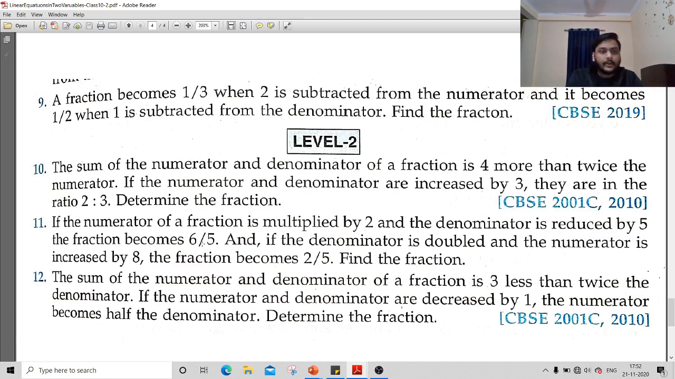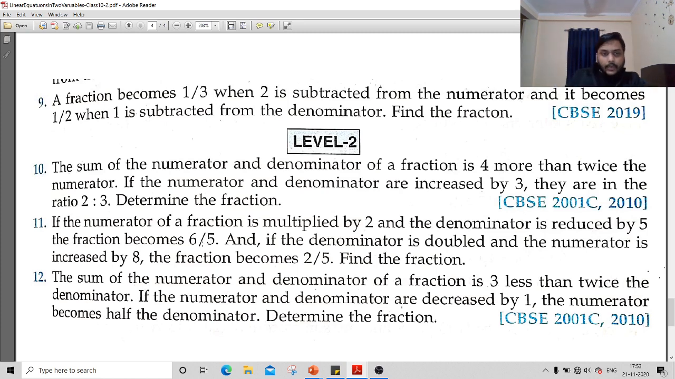2021 as well. Now the sum of the numerator and denominator of a fraction is 4 more than twice the numerator. Focus. I'm saying that in the fraction, the sum of the numerator and denominator is 4 more than twice the numerator. So if my fraction is x upon y, okay, then what is my equation? That x plus y is equal to 4 plus 2x.